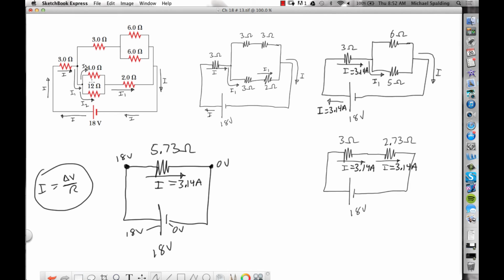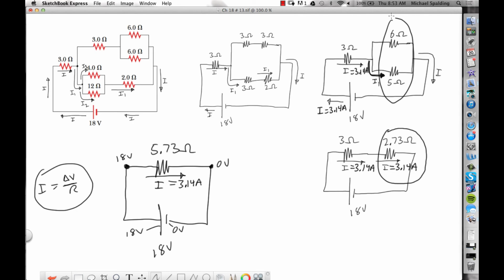Okay, so ultimately we're trying to find the current in this 12 ohm resistor. So let's now figure out what I1 is. I1 is the current that comes down after current I splits. Okay, so how do we find that I1? Well, here's what I would do. Come to this guy right here. Who is this dude right here, this 2.73? Who is that resistor? The 2.73, it's these guys, right?